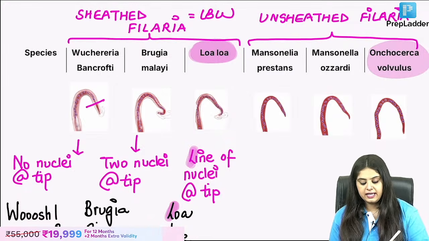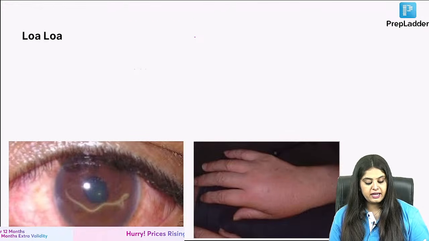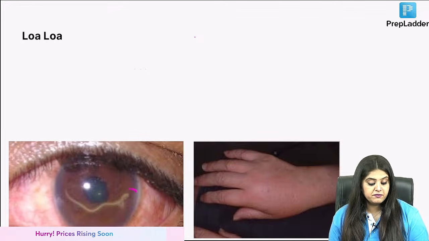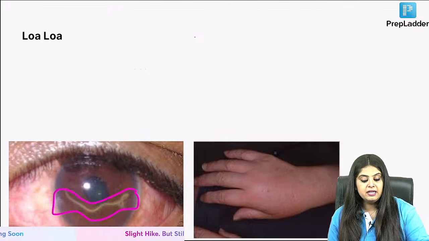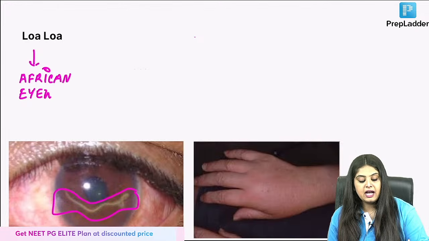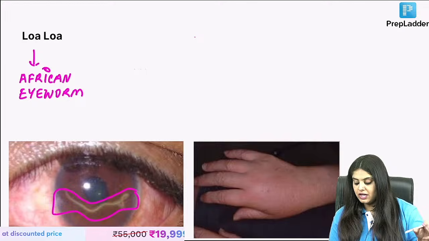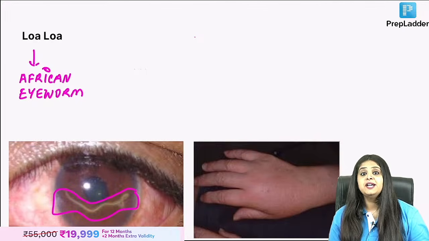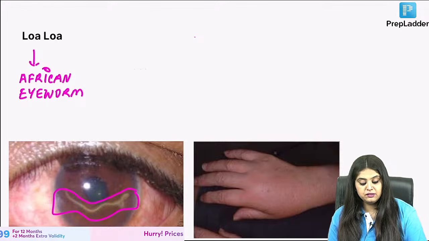Loa loa goes in the eye. What does it cause? You will see this kind of a worm. You will see a proper worm in the eye. This का तो best है मैम. इसका जो नाम होता है, that is going to be African eye worm. What more can you ask from here? It is African eye worm which will tell me कि worm मुझे eye में दिखेगा. Common sense.